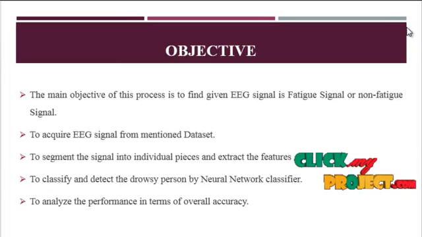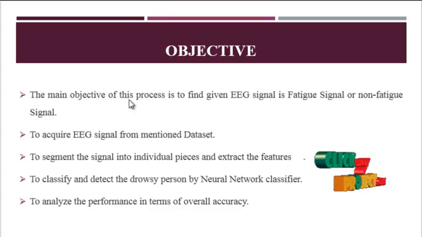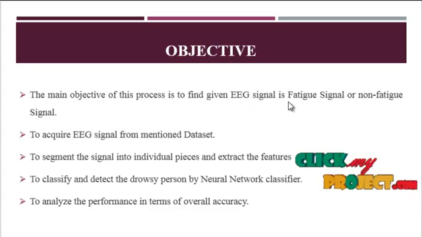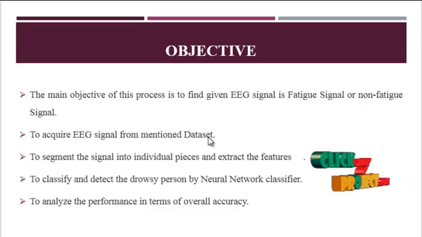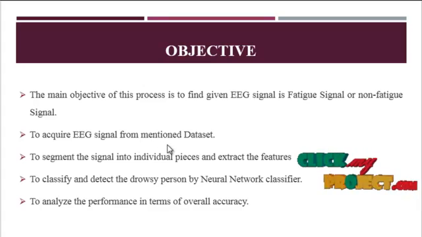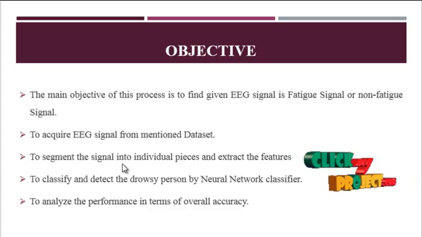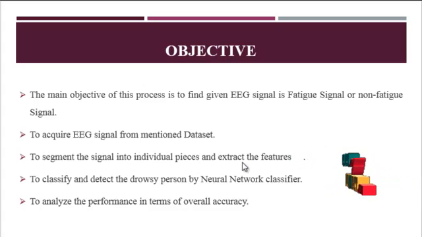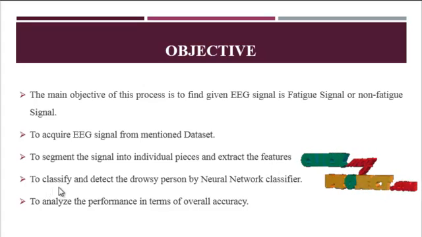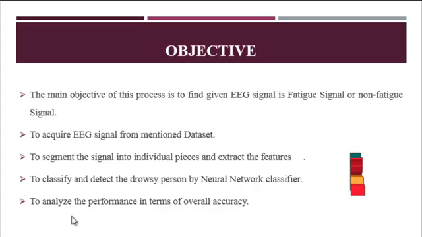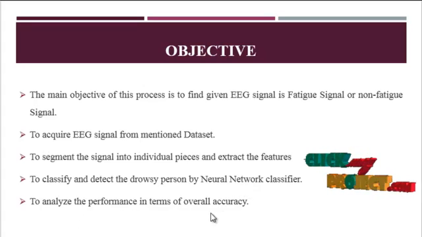Let us see the objective of our project. The main objective of the process is to find whether the given EEG signal is a fatigue signal or a non-fatigue signal, acquiring an EEG signal from a mentioned dataset, segmenting the signal into individual pieces and extracting the features, classifying and detecting the drowsy persons by the neural network classifier, and analyzing the performance in terms of overall accuracy.